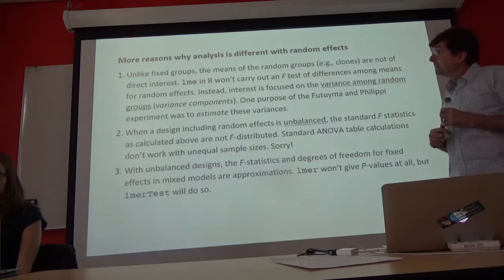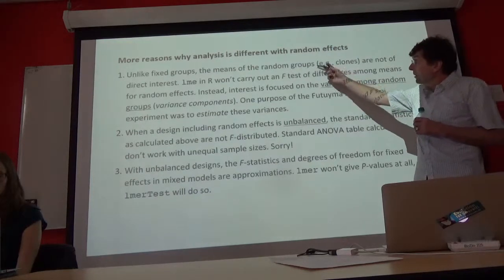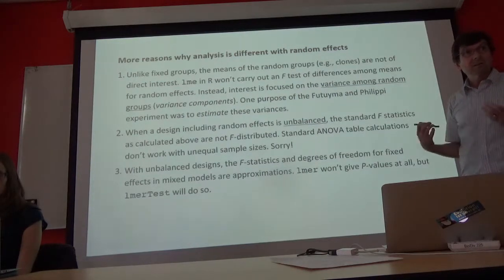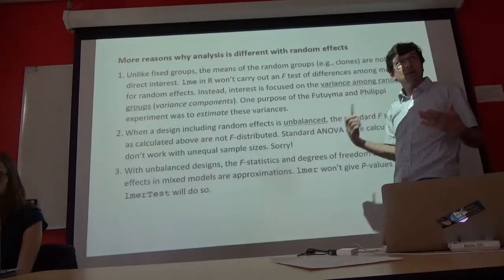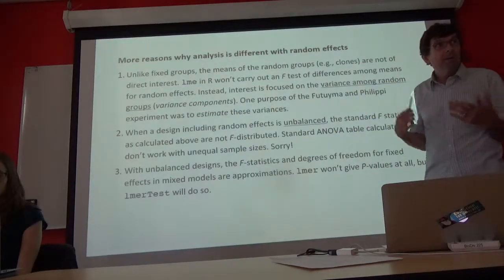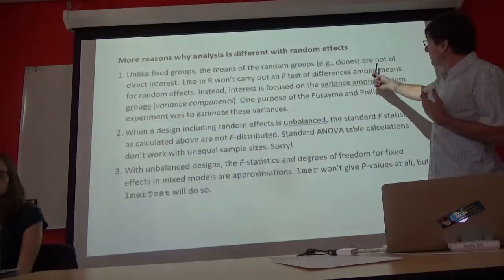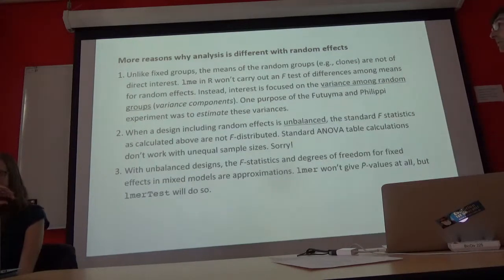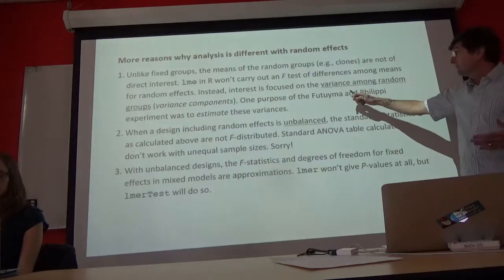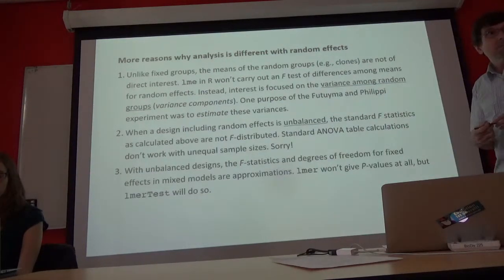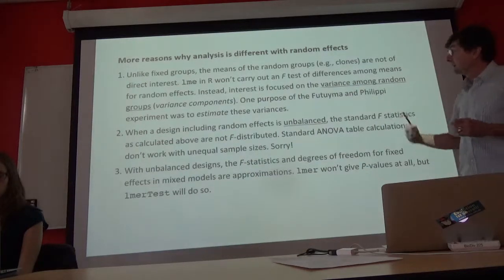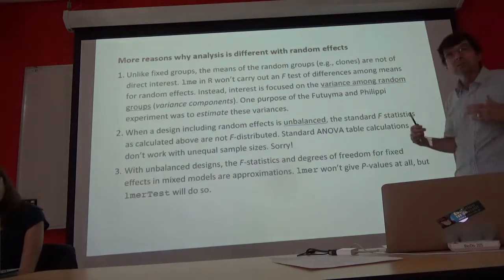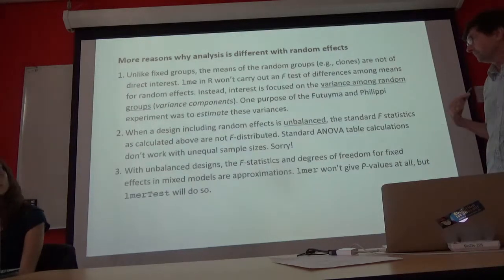But in the case of random effects, the clone values will be estimated by the model, but in general they're not of direct interest. What's of interest in a random effects model is not the means of the clones that you randomly sampled, because they're gone. They're not repeatable. I'd never be able to duplicate that. But what is repeatable is the estimate of the variation among the different random groups, because that applies to the population. And so more typically in models with random effects, you hear about things called variance components. And as I mentioned, that was one of the goals of the Fatuma and Fofai experiment, to actually estimate those variances. It's not just all about means, but also about the variability and its magnitude.